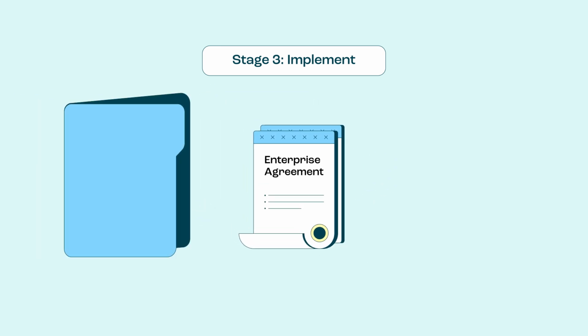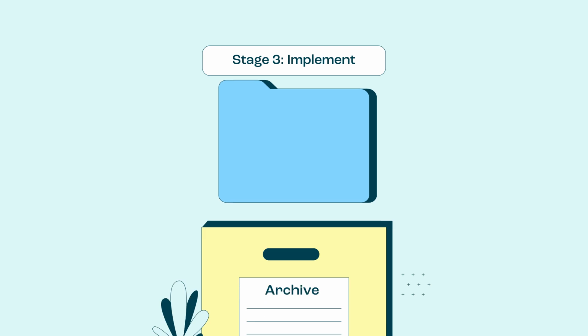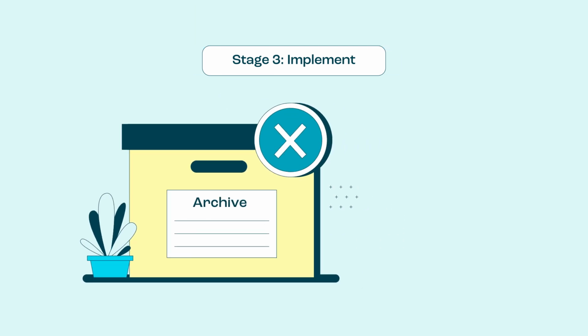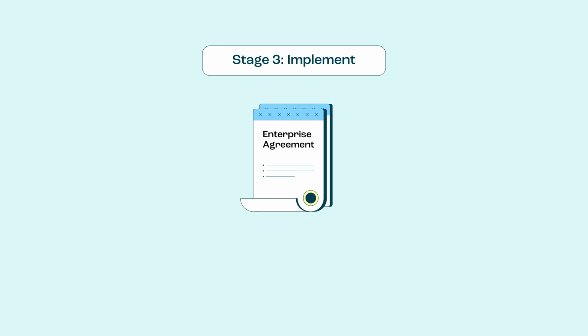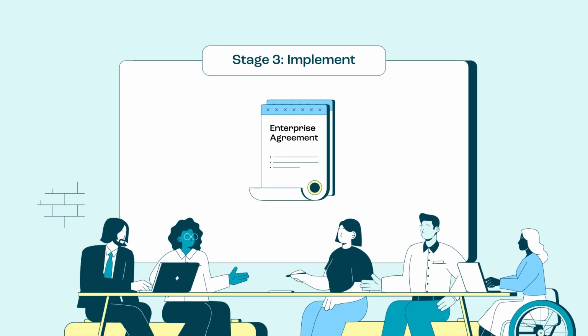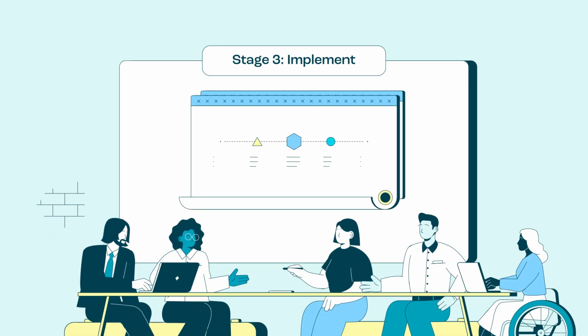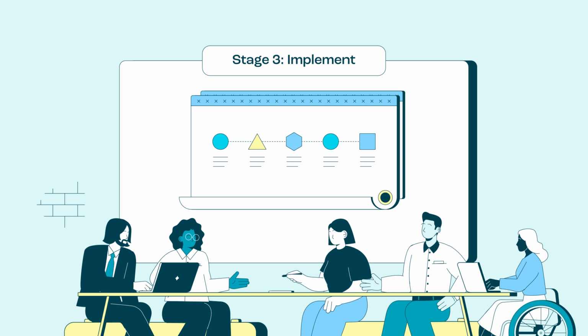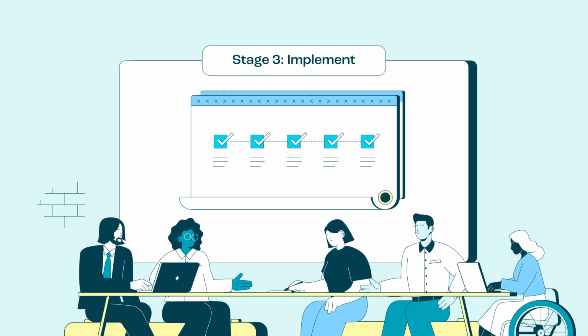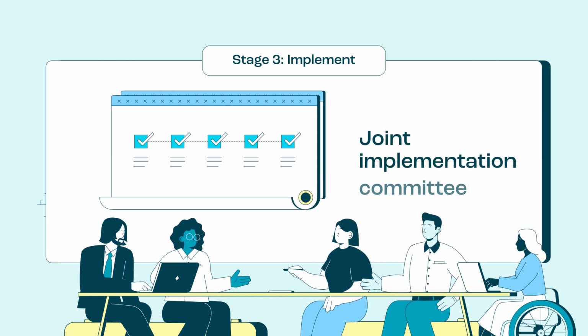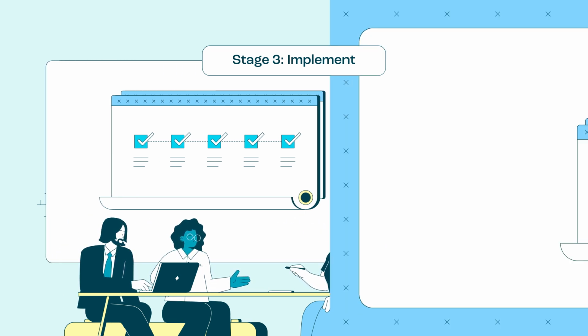This is important because enterprise agreements aren't something that can be made and then forgotten about. They are legally enforceable documents. Employers, employees, and their representatives should establish processes to ensure everyone understands and can comply with the terms of the new enterprise agreement. One way to do this is to set up a joint implementation committee.